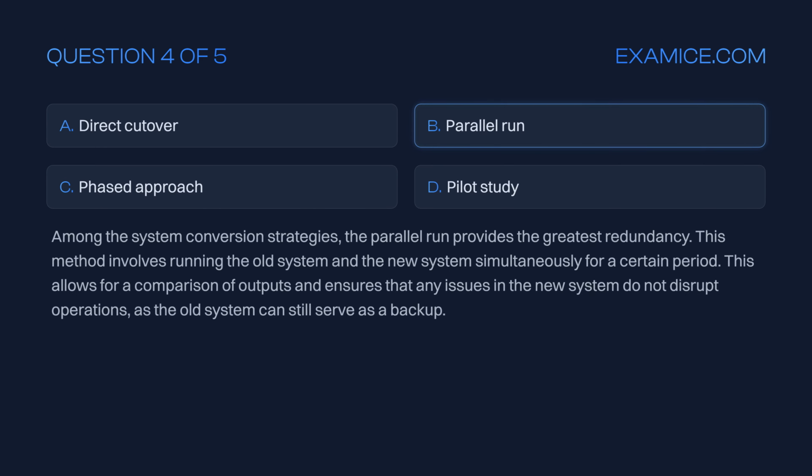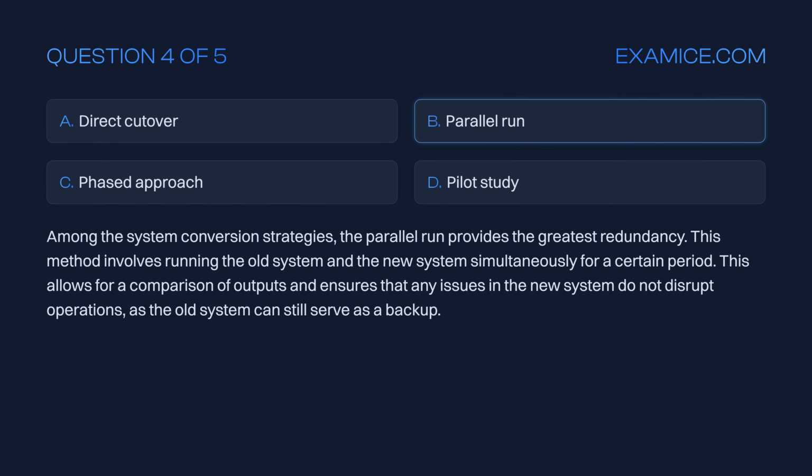The answer is option B. Among the system conversion strategies, the parallel run provides the greatest redundancy. This method involves running the old system and the new system simultaneously for a certain period. This allows for a comparison of outputs and ensures that any issues in the new system do not disrupt operations, as the old system can still serve as a backup.